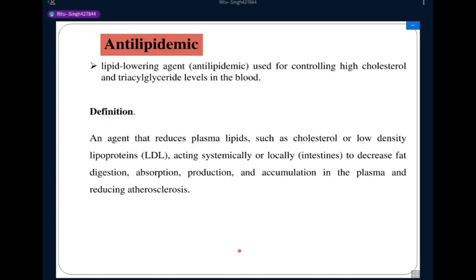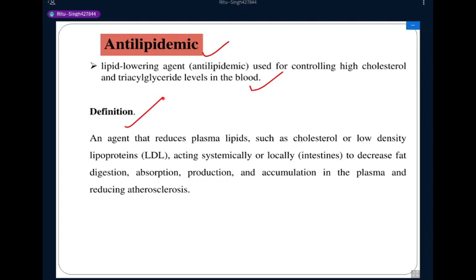Okay, now we discuss the antilipidemic agents. What is an antilipidemic agent? Antilipidemic agents are drugs which act against lipidemia. A lipid lowering agent used for controlling high cholesterol and triglyceride level in the blood is called an antilipidemic agent. Antilipidemic means they act against the lipidemia condition. They decrease the lipid level in the blood, control the lipid in the blood and prevent the deposition of lipid into the artery wall.